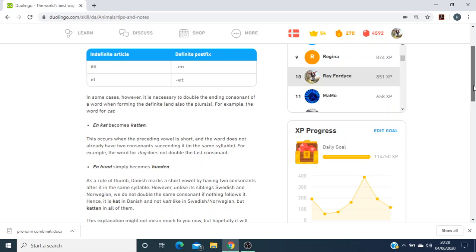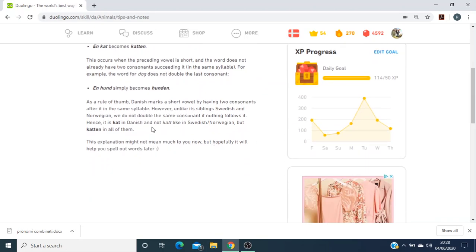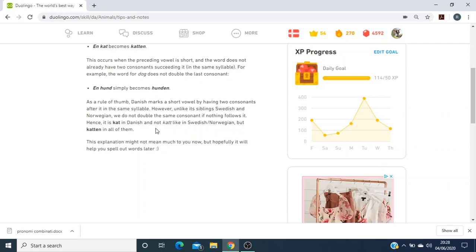Right, so because there are a lot of similarities between all the Scandinavian languages, once you've completed the Danish course, you could probably take on the Swedish or the Norwegian course, and you'd probably understand quite a lot of it. Just a little fact: for nearly all the Scandinavian languages, most of them find that if they speak to one another in their native languages, they can generally understand each other pretty well. And this explanation might not mean much to you now, but hopefully it will help you spell out words later.